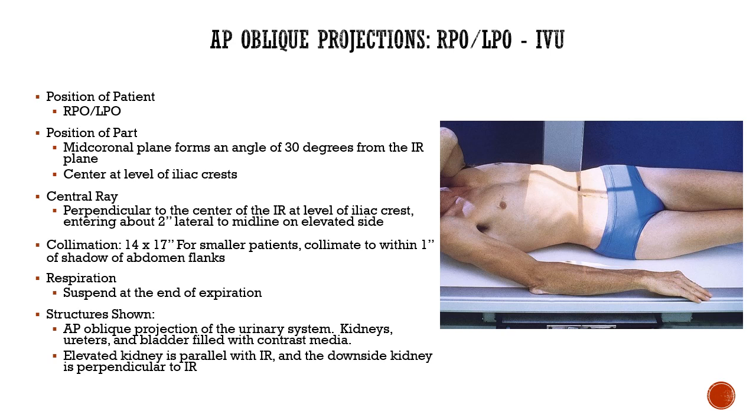We're going to show an AP oblique projection of the urinary system, the kidneys, ureters, and bladder filled with contrast, the elevated side of the kidney parallel with the image receptor, and the downside kidney perpendicular to the image receptor.